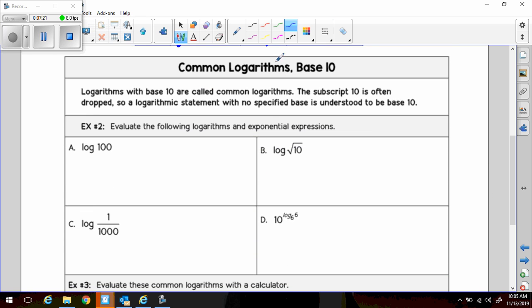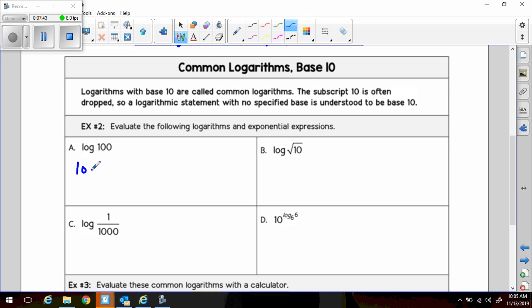These are common log problems. We're going to go over these. I want you guys to try these without a calculator. Evaluate the following logarithmic and exponential expressions. So if there is no base, that means that the base is 10. And so it's like a ninja number. It's there, but you don't see it always. So we're trying to get this to be the same base as this.